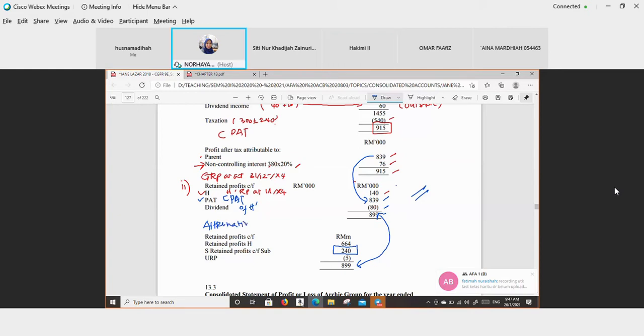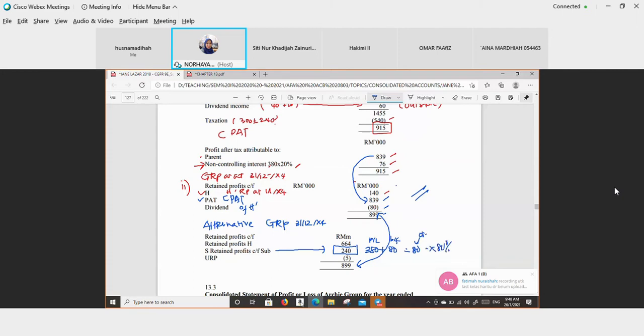Okay, an alternative way of calculating the group retained profit as at 31st December X4. Another way, you can double check. If you want to know how we got this, it is the retained profit of the subsidiary. You take from the profit after tax of the subsidiary, the 380,000. Then you add its opening retained profit, which is 80, the brought forward from the P&L. Then you deduct the dividend. Then you multiply by 80%, like that.